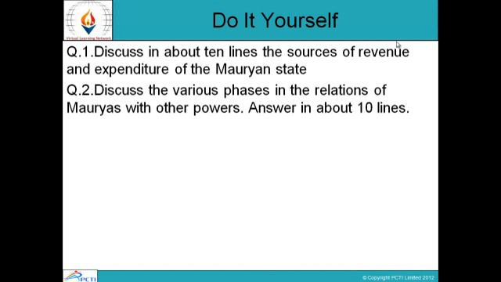These are some of the questions. You have to do it yourself. Question number 1. Discuss in about 10 lines the sources of revenue and expenditure of the Mauryan state. And question number 2. Discuss the various phases in the relation of Mauryas with other powers. Answer in 10 lines. That's all.